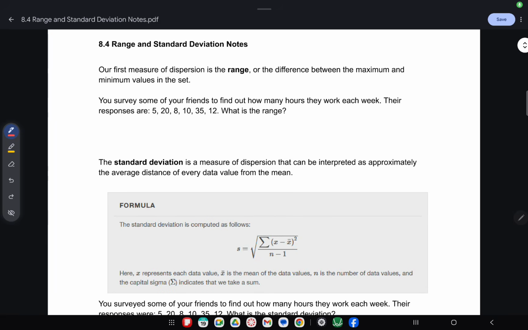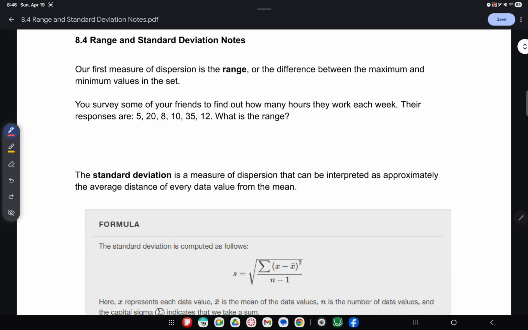All right, we're going to look at range and standard deviation. This is actually really short. So let's just get into it. It's just one page for you here. So range, that's how far the data spreads. It's the lowest number and the highest number, and then we just subtract them. And then that gives us our range of values.